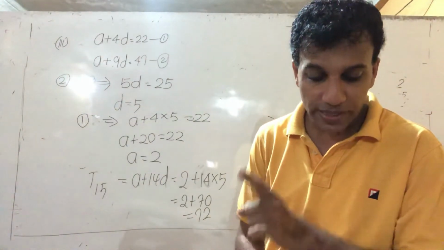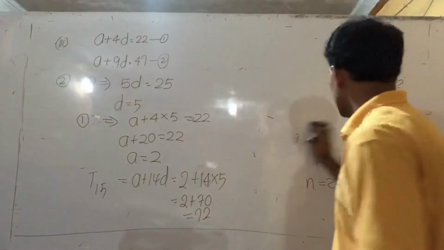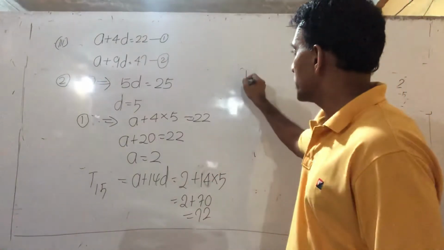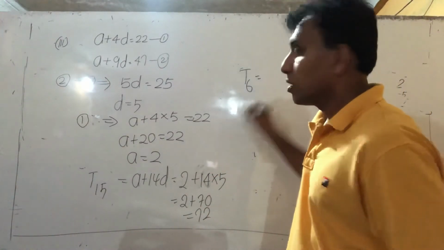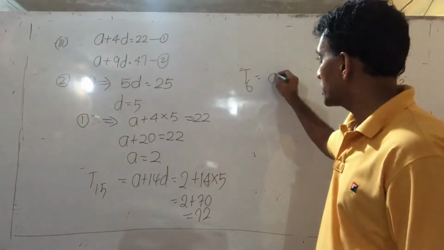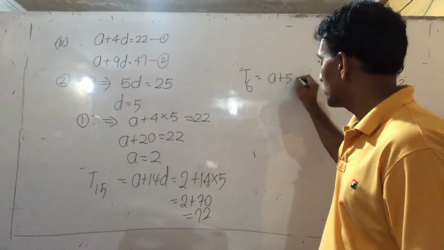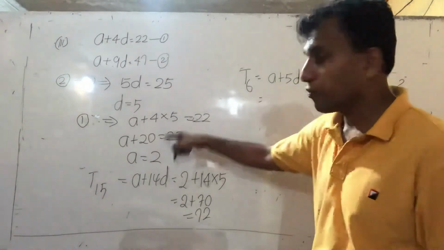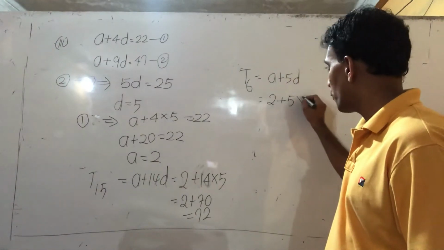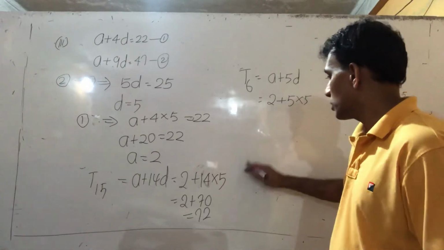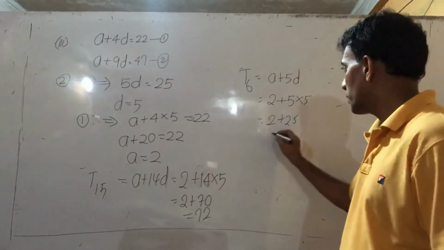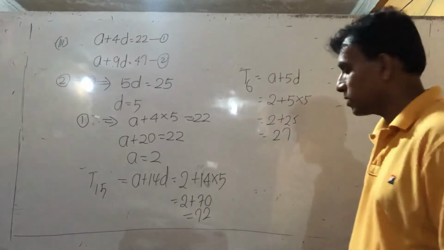Same method, find the 6th term. T6 equals A plus 5D. A for 2. What is 5 times D for 5? 2 plus 25, 27. Is it okay?